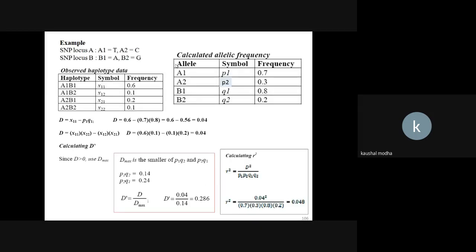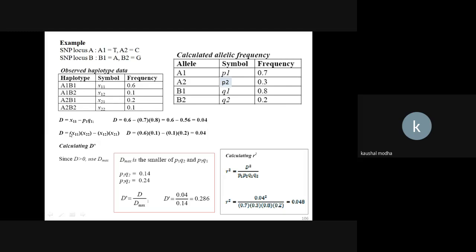So let us first understand how we can calculate the D value. I already explained how we can calculate allelic frequencies from haplotypic frequency. Now we calculate D. For the joint occurrence, here we put the frequency of the A1 B1 haplotype, because in those haplotypes, A1 and B1 are together. So it is 0.6 minus the multiplication of the independent frequencies, P1 is 0.7 and Q1 is 0.8. 0.7 multiplied by 0.8 is 0.56. So 0.60 minus 0.56 is equal to 0.04. So this is the D value calculated this way.